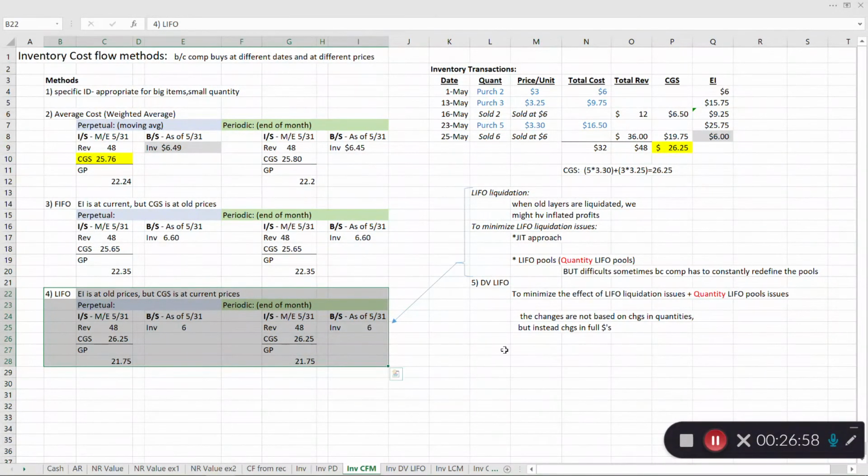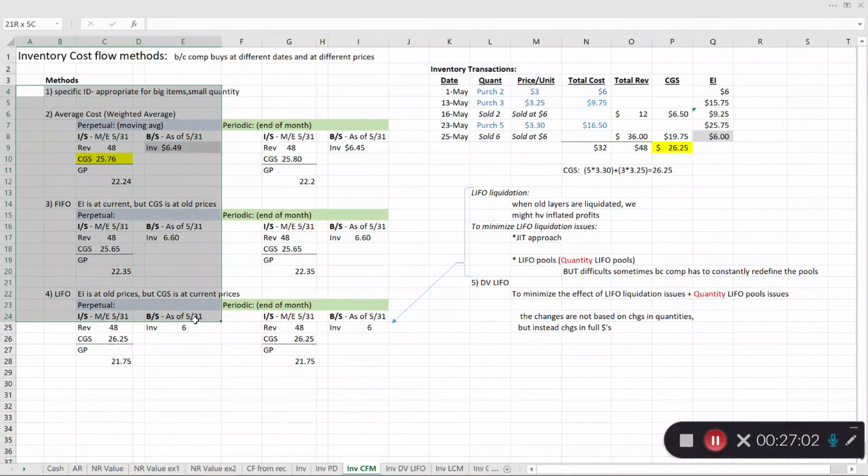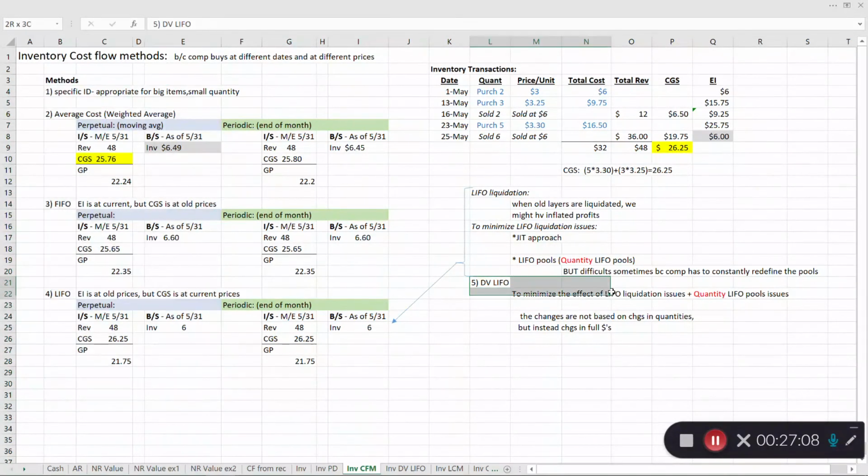Okay. Now that illustrates the four more common methods. There is another method called dollar value LIFO, and dollar value LIFO is a little bit different in the sense that we do not track quantities.